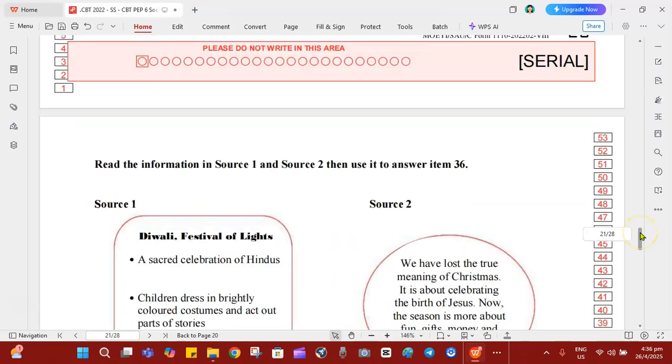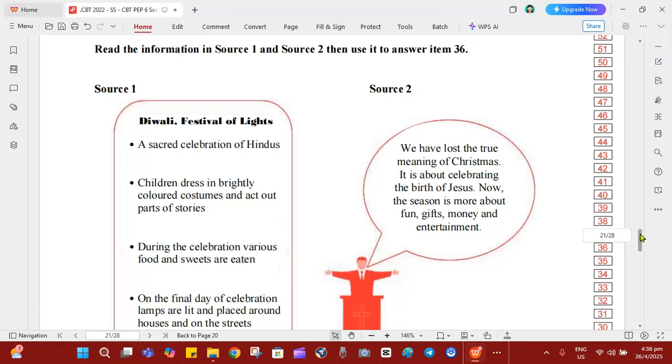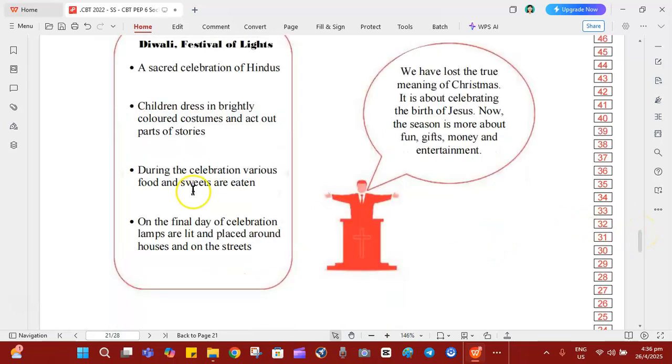Alright, 36 is for these sources. So source 1, you have the Diwali Festival of Lights, a sacred celebration of Hindus. Children dressed in brightly colored costumes and act out parts of stories. During the celebration, various foods and sweets are eaten. On the final day of celebration, lamps are lit and placed around houses and on the streets. Source 2. We have lost the true meaning of Christmas. It is about celebrating the birth of Jesus. Now, the season is more about fun, gifts, money, and entertainment.